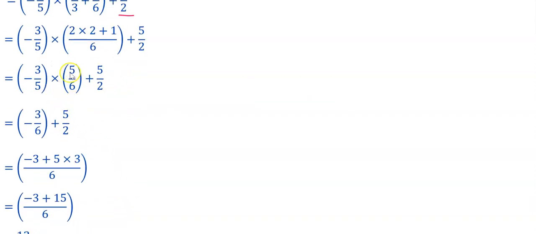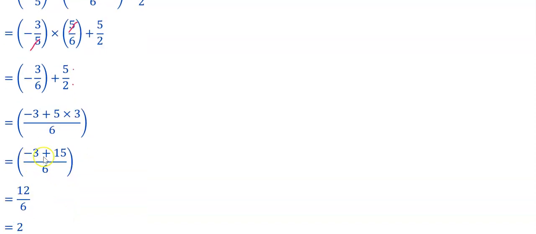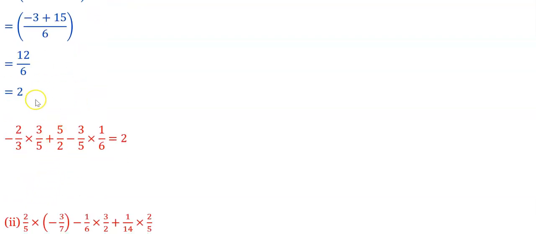Again here, this 5 will get cancelled. You will get minus 3 by 6 plus 5 by 2. Again the simplification: multiply numerator and denominator by 3. Then you will get 6 here and 15 here. Minus 3 plus 5 into 3 upon 6, and overall minus 3 plus 15 upon 6. Here you will get 12 upon 6. If we divide it, you will get 2. Overall, if we simplify this, you will get the answer as 2.